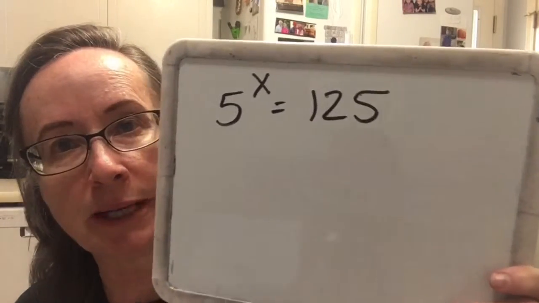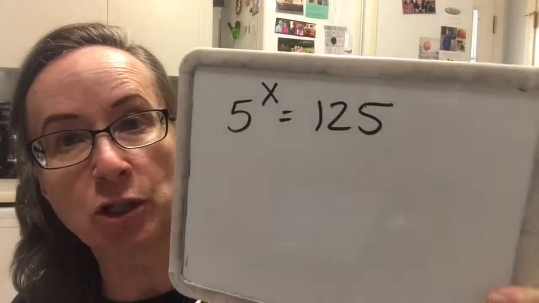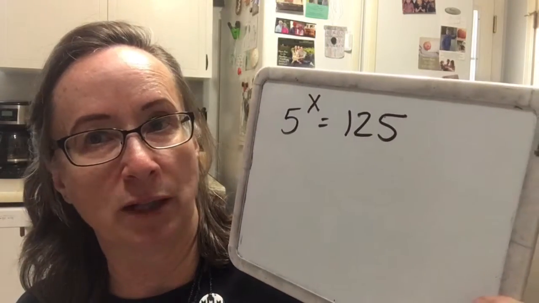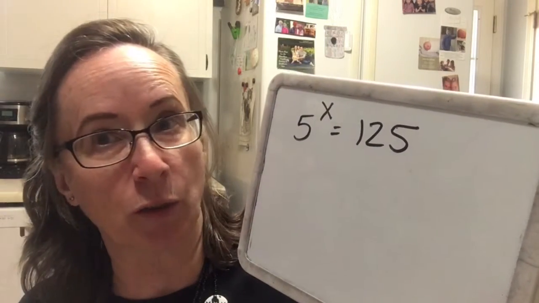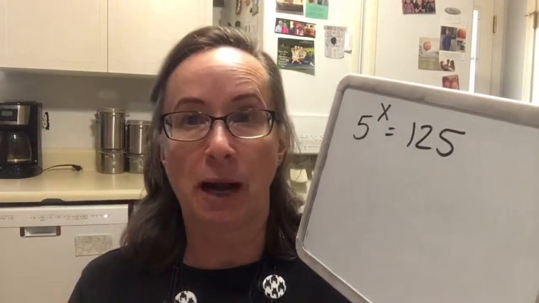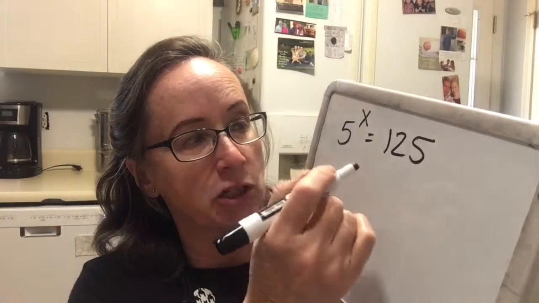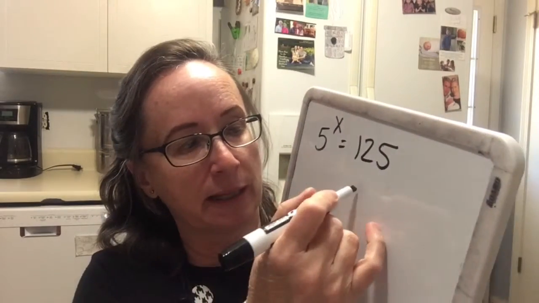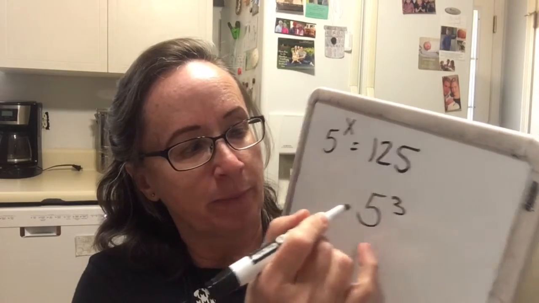So the first one that we're doing is number 1. And we're just raising 5 to some power to get 125. All right, so the property that we're going to use is just to say, okay, is 125 equal to 5 to the something? And it is 5 cubed.